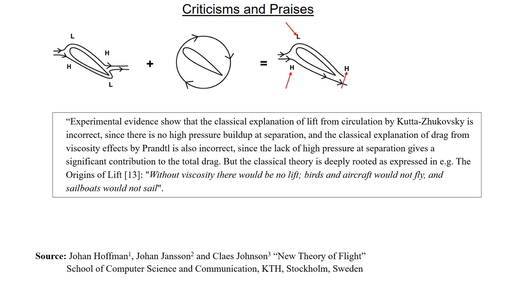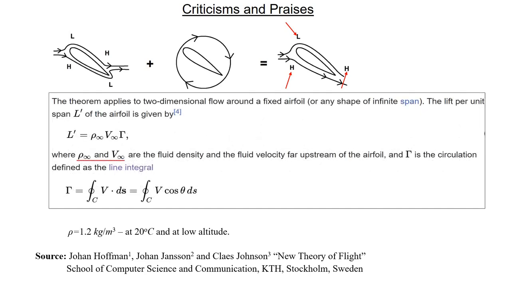The origin of lift: without viscosity there would be no lift, birds and aircraft would not fly, and sailboats would not sail. No viscosity, dynamic or kinematic, only steady air density at subsonic speeds. Viscosity introduction into wing or turbine blade lift theory made the theory incompatible with reality. It has notations with subscript infinity: velocity and density are our fluid density and the fluid velocity far upstream of the airfoil.